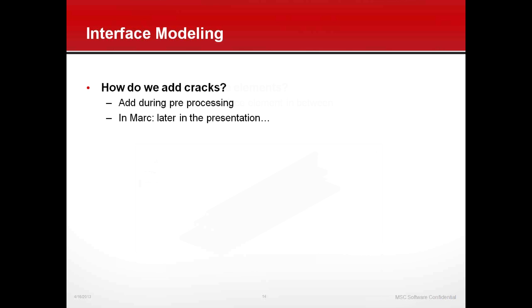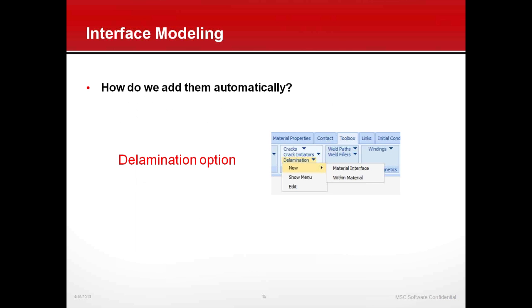What if we want to do this automatically? Yes, we can, and to do that, we use the so-called delamination option, which is not only related to delamination in composites, but it's general delamination between parts, regions. So in that, you have the toolbox, your cracks, your initiators, your delamination, and you can define a delamination at a material interface, which is typically what we use here.